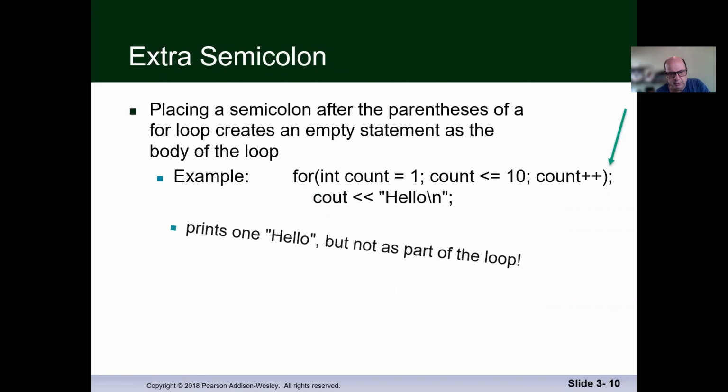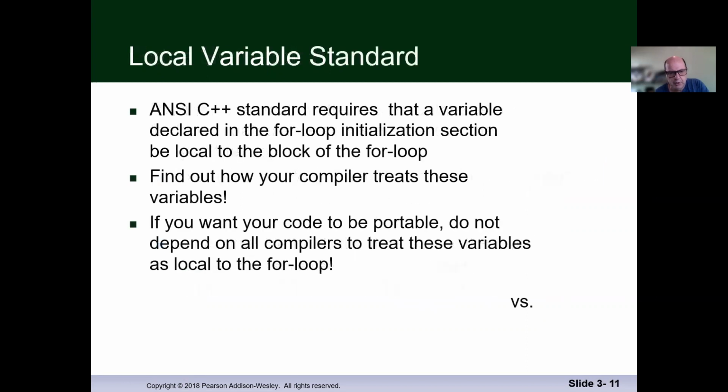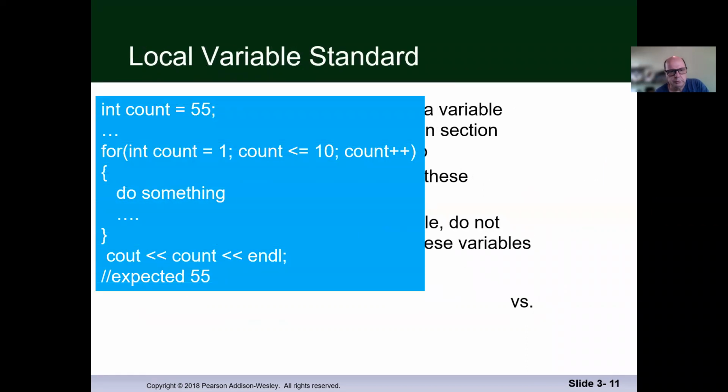What else do we want to talk about? The for loop. So I have an example over here. I have a count of 55. I'm coming down here. I'm going to say int count equals 1, count less than 10, count plus plus, do something. And then I'm going to cout my count.